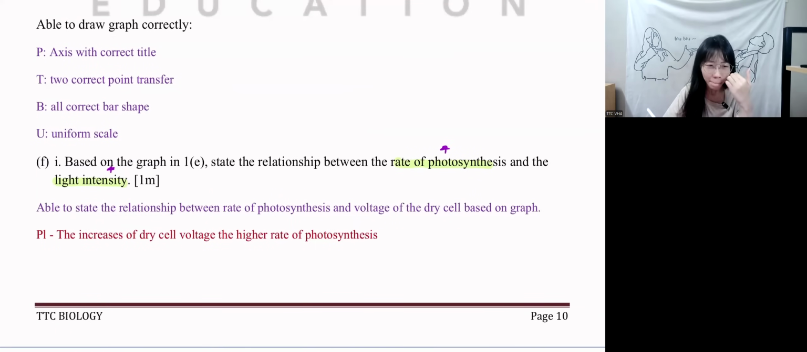So that's why I say, before you do the experiment, there are some questions that you can do already. Higher light intensity, higher rate of photosynthesis. Of course, you know. So this one you don't have to do the experiment, you also know the answer. So you can try to do it first, because doing the paper is more important than doing the experiment.